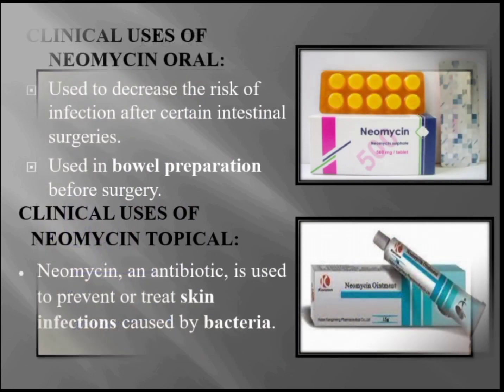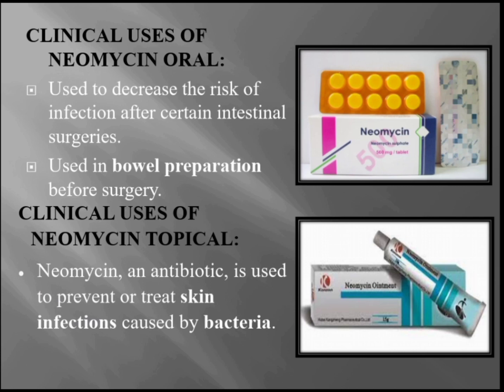Neomycin belongs to a class of drugs known as aminoglycoside antibiotics. It works by stopping the growth of bacteria in the intestine. This medication is used to decrease the risk of infection after certain intestinal surgeries. Neomycin is used in bowel preparation before surgery, and also used in hepatic coma.